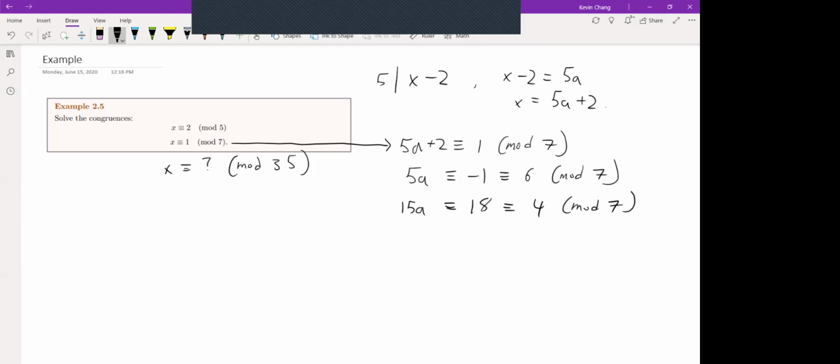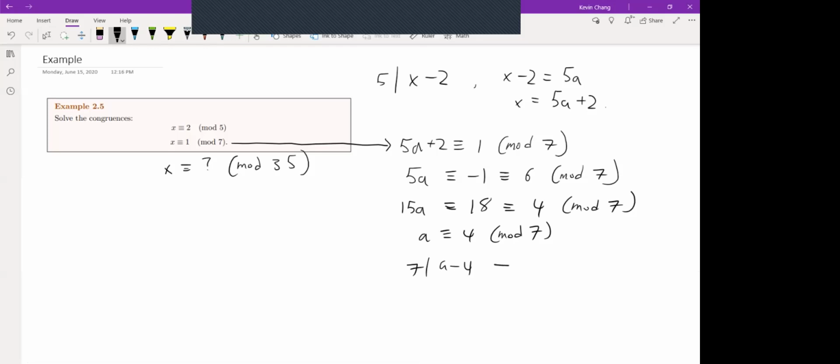And 15a, as we said, 15 is congruent to 1 mod 7. So we have a is congruent to 4 mod 7. Same thing we did with this first equation with x congruent to 2. We'll take this back out. So 7 divides a minus 4.